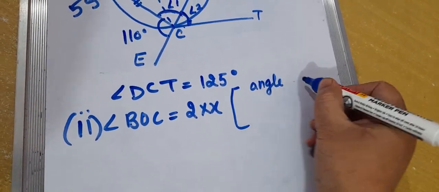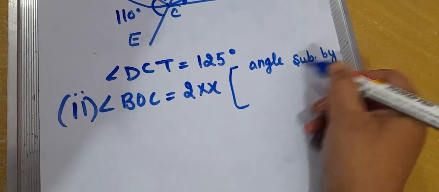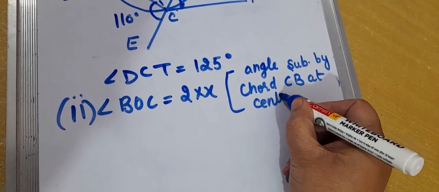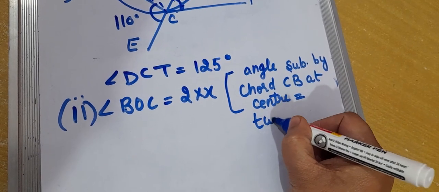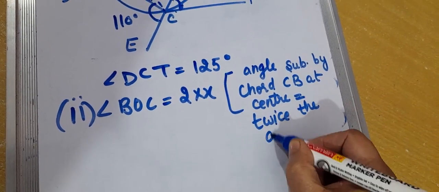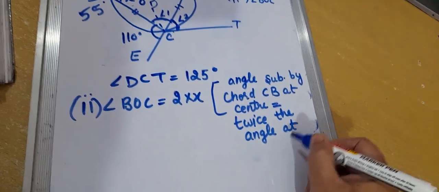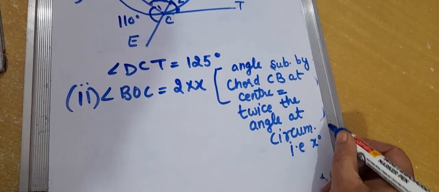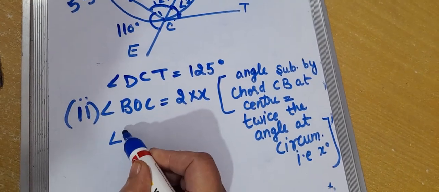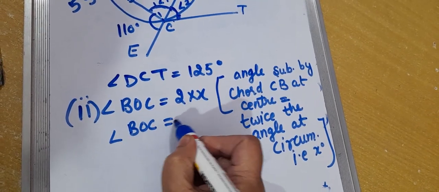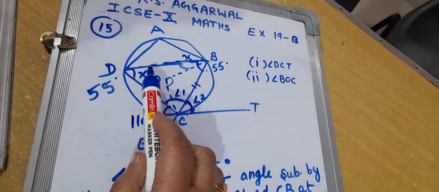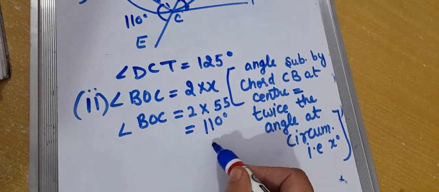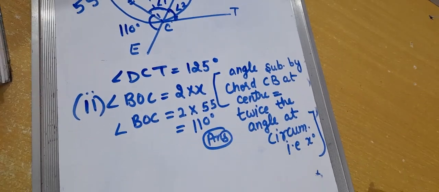Angle subtended by chord CB at the center is equal to twice the angle at the circumference, that is X degrees in this question. So BOC is equal to 2 into X, and students, X we have found earlier is 55 degrees. So 2 into 55, that is 110 degrees is our answer.